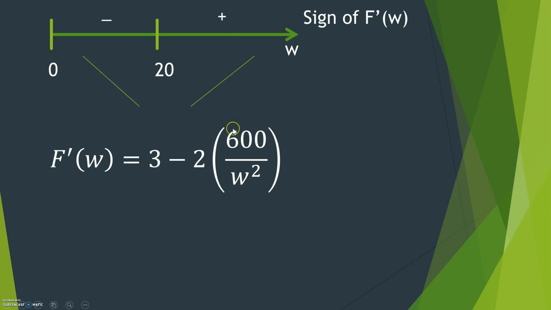I like to draw these things underneath. This is a reminder to myself that when f prime is negative, the graph of f is decreasing. When f prime is positive, the graph of f is increasing. It also gives me a nice visual of, oh look, f has a minimum at 20.